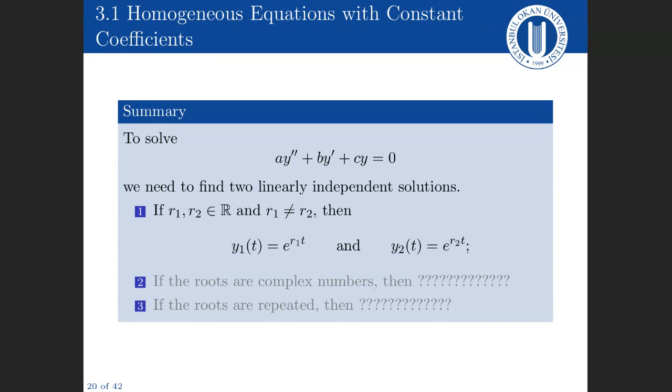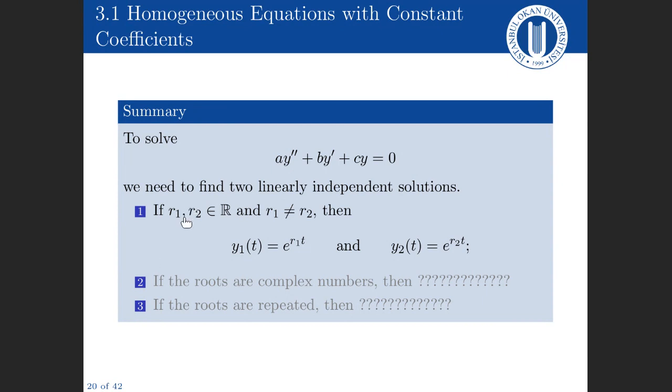Solve the second order linear homogeneous differential equation with constant coefficients. We need to find two linearly independent solutions, and then the general solution is a linear combination of these two. We've looked at case 1.